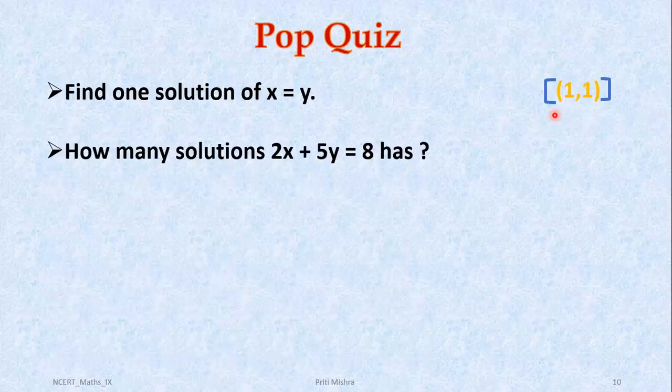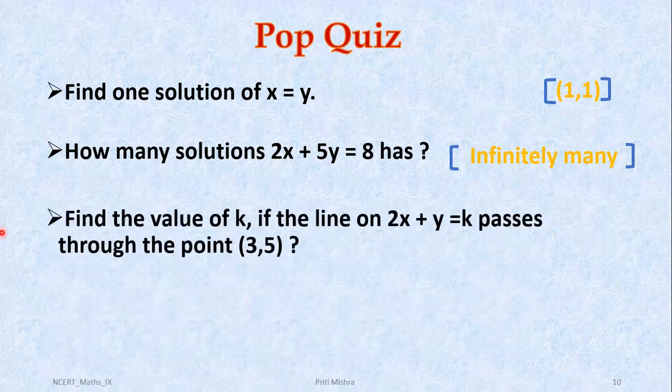The next question is how many solutions does 2x plus 5y equals 8 have? Yes, very simple. So the answer is infinitely many solutions, because this is a linear equation in two variables. So it will always have infinitely many solutions.